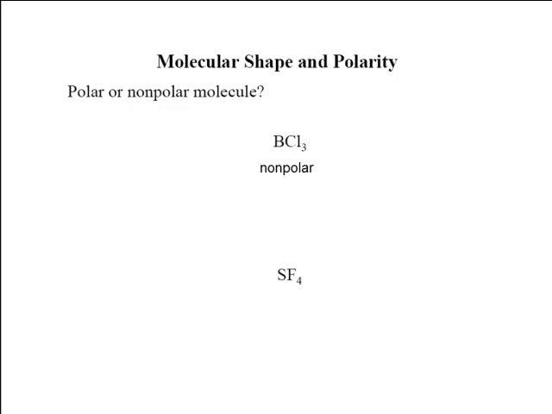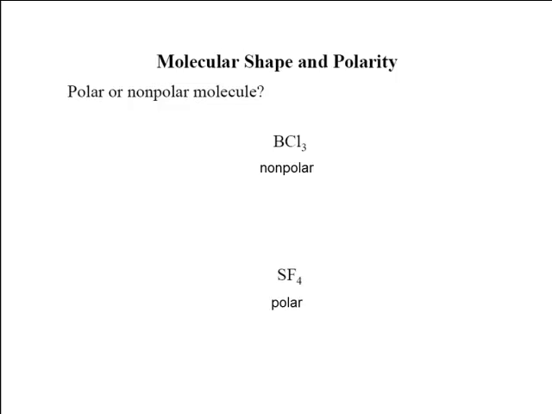Right? What about SF4? SF4 is going to start in the trigonal bipyramidal electron domain geometry. Its molecular geometry is going to be the seesaw shape. All right, what about bonds? Well, the sulfur-fluorine bond is going to be a polar bond. Because I have polar bonds, because I have the seesaw shape, it means it's going to be polar overall. Okay, so we can use these shapes to predict these polarities.